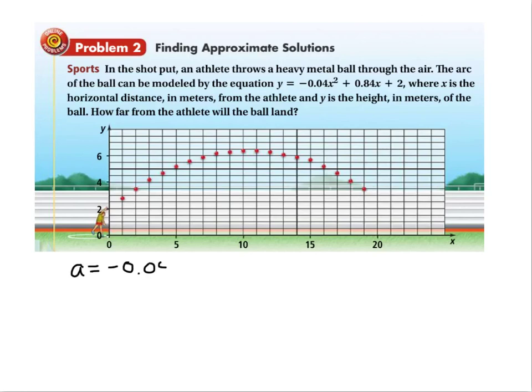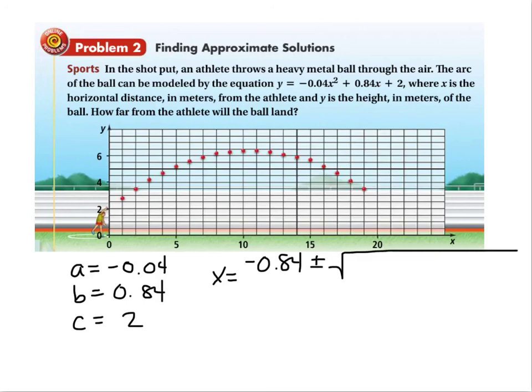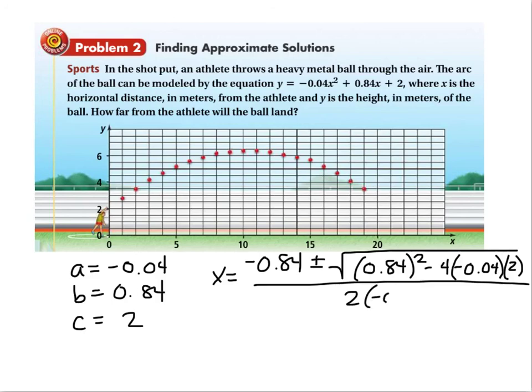I want you to go ahead and set it up, and then I'm going to have you finish it in class. So we just need to write it out with the correct numbers. There's your A, your B, and your C. And remember, the signs do matter. So x equals the opposite of b, so negative 0.84, plus or minus the square root of 0.84 squared minus 4 times a times c, all over 2 times a.